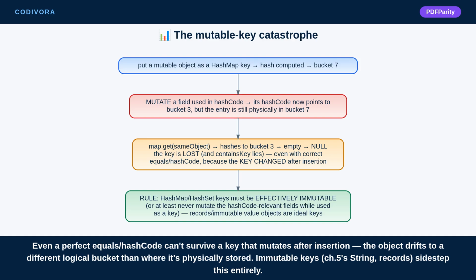Let's slow down and really build this up from scratch, one piece at a time. Even a perfect equals and hashcode can't survive a key that mutates after insertion. The object drifts to a different logical bucket than where it's physically stored. Immutable keys, chapter 5 String, records, sidestep this entirely. That single picture is the whole idea in one glance.